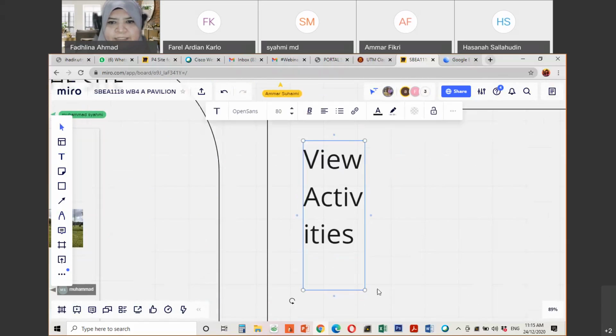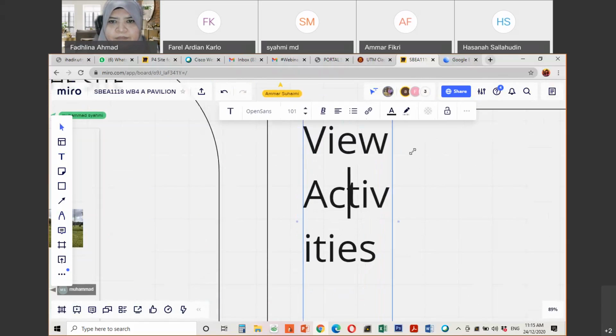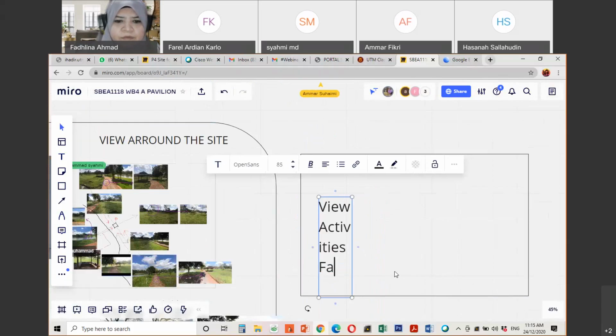Facilities. Do you know what is facilities? Ya, kemudahan. Apa dia? Okay. Apa kemudahan kat situ? Macam mana nak buat ni? Okay, facilities. Yang ni pun kena add on. Nanti you add on. Nanti petang tengok balik dia semua itu. Lagi what else? Views, activities, facilities.